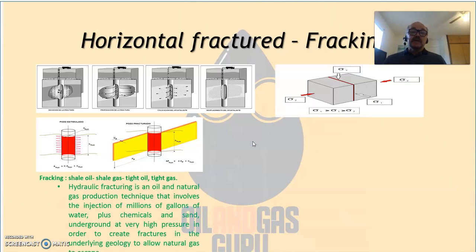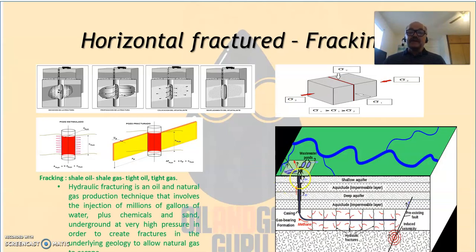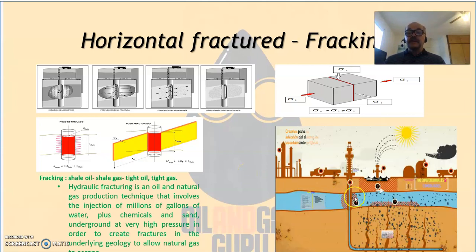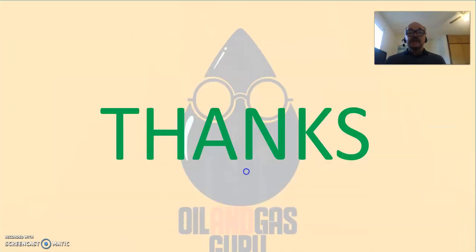If we are in front of tight sands, we can also apply fracking technology and frack a horizontal well. We need to make sure we don't reach sweet water sands, and we don't contaminate the environment, and the social life. Okay, that's it.